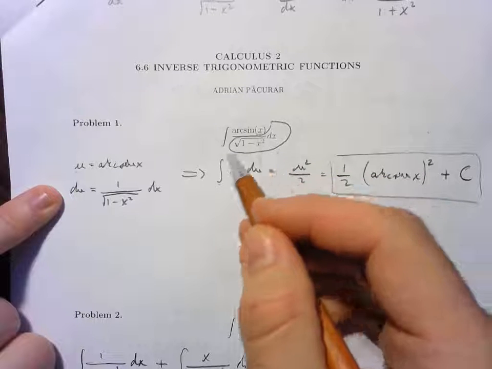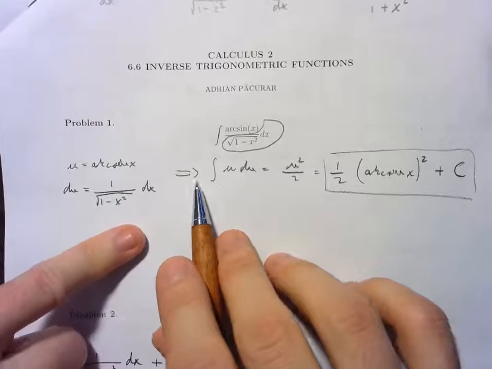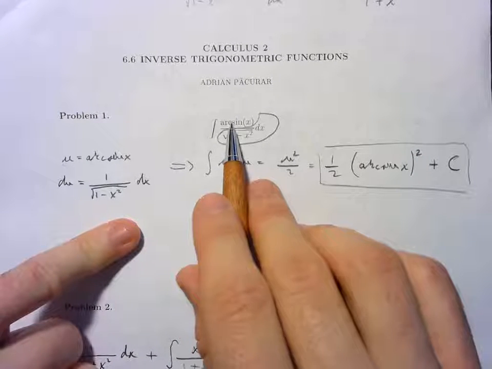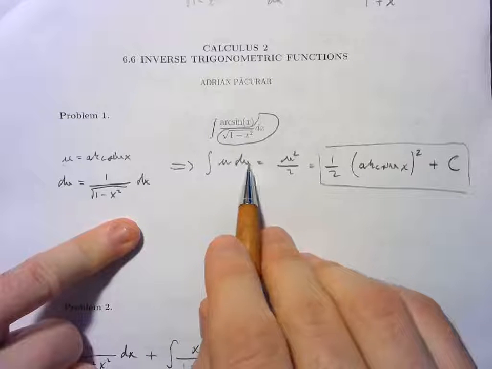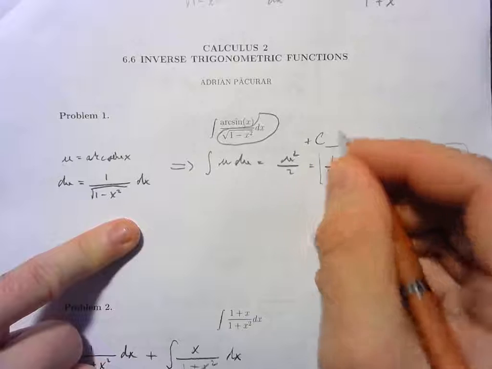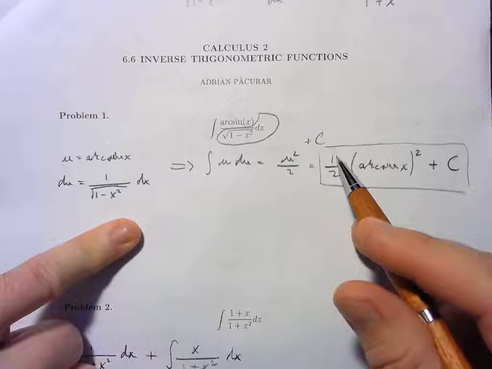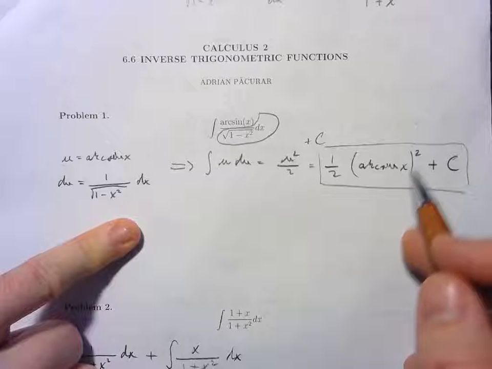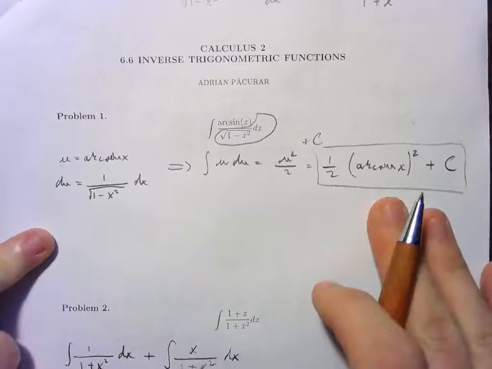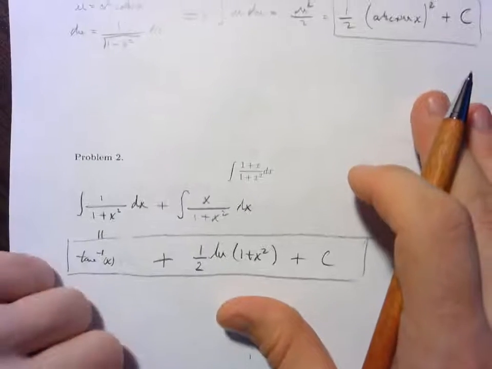So this piece that I circled here becomes the du, and that means I can just rewrite my integral as the integral of u, which is the arc sine, times du, right? So that's u squared over 2 plus c, and once I replace back the u, that's exactly 1/2 arc sine squared plus c. So that's the first problem. Let's move on to problem 2.